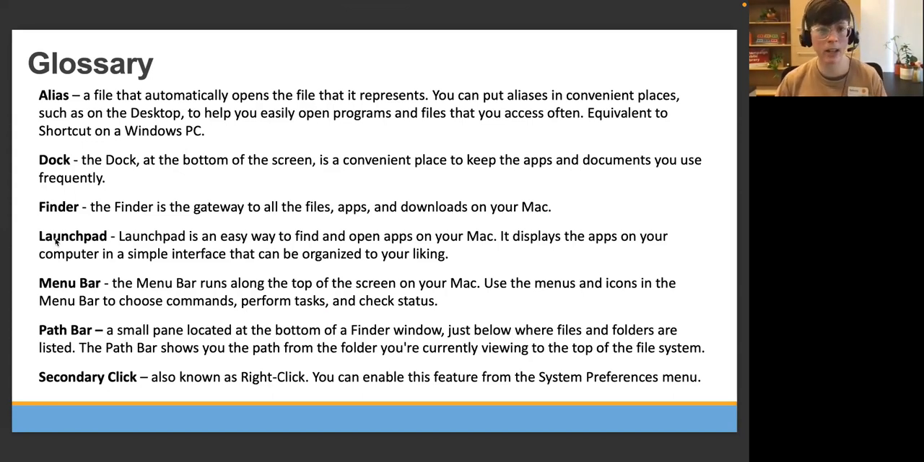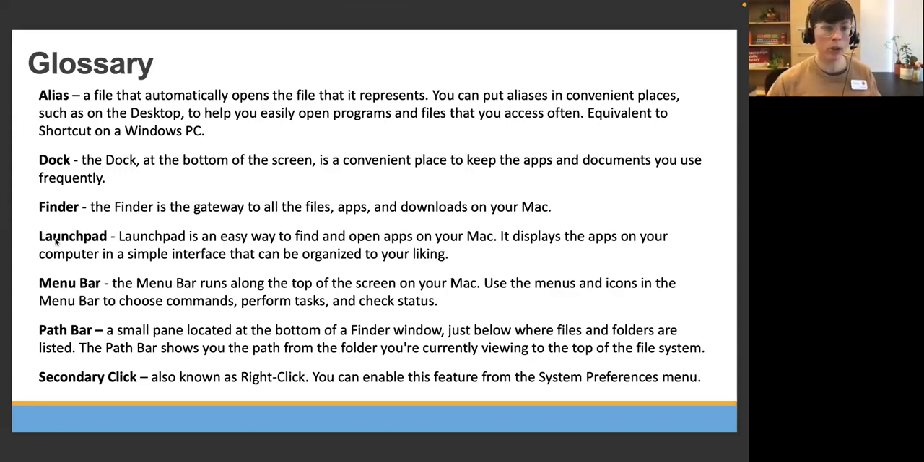We talked about the dock, so that's that part on the bottom of our screen. That's where all of our apps and documents that we frequently use live. Of course, we can change that to either the right or left side if we wanted to, but if you're using a Mac for the first time, yours is probably on the bottom of your screen. We talked about the Finder today, of course. The Finder is the gateway to all your files, apps, and downloads.